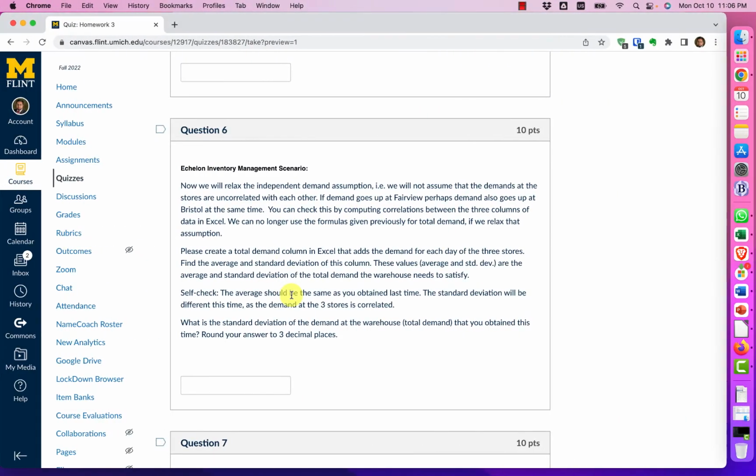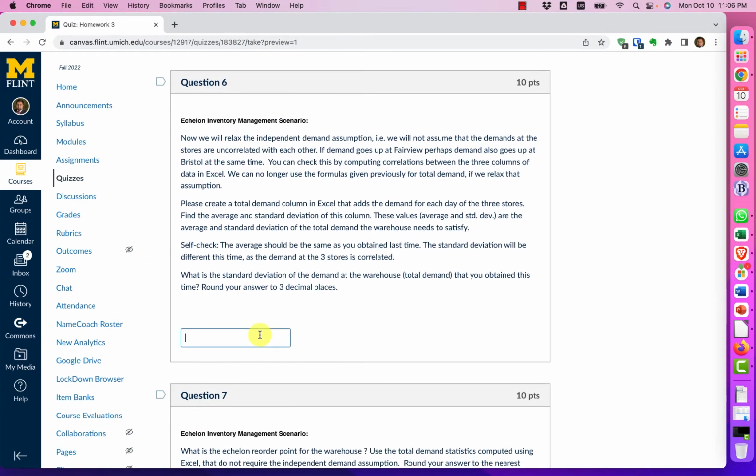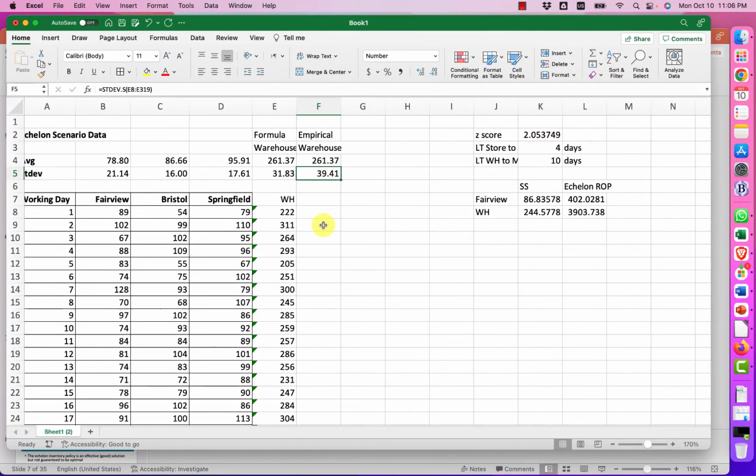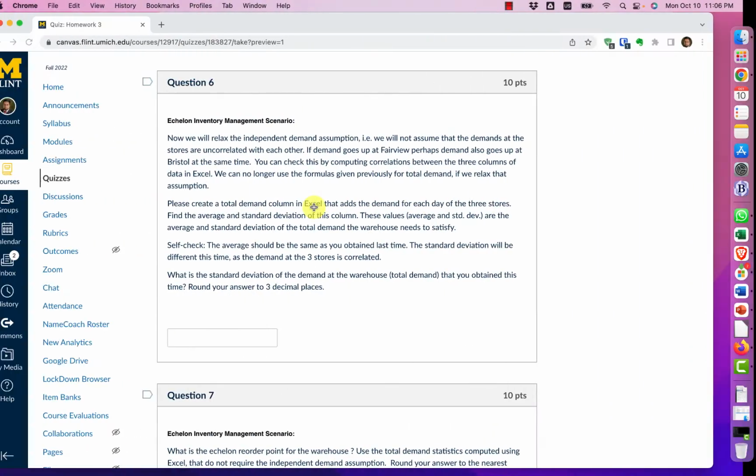Okay, so the standard deviation of demand at the warehouse is this one, 39.407 to 3 decimal places.